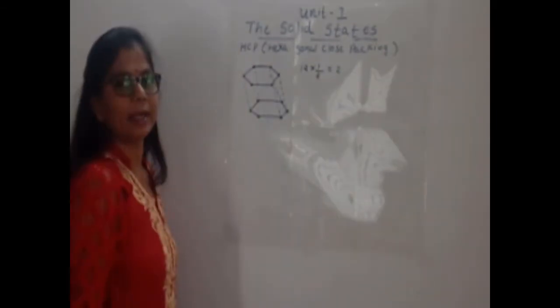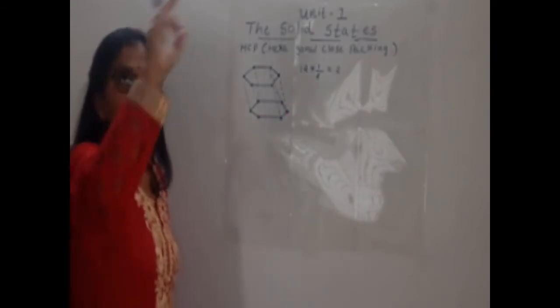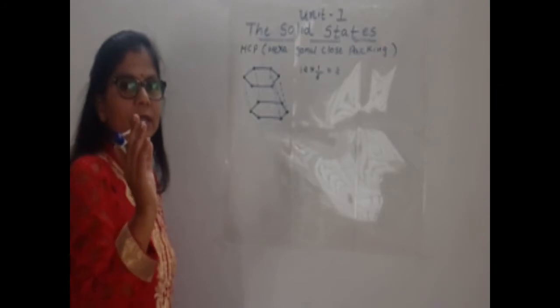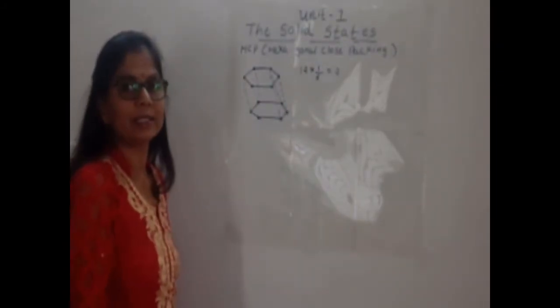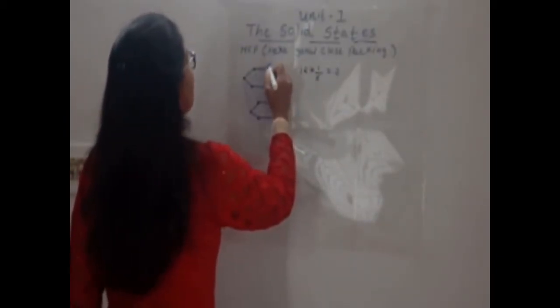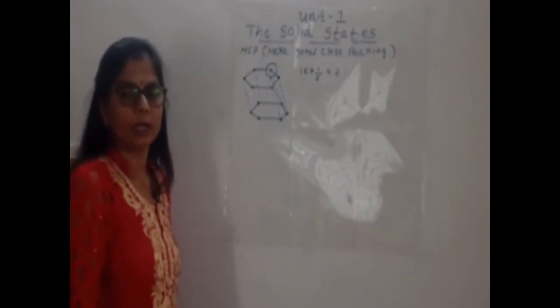How is it divided into 1 by 6? Just yesterday we studied about the total 8 corners, and in 8 corners 1 unit cell is divided into 1 by 8 part. So here how it is divided into 1 by 6 part, that I am trying to explain to you. Now this is the 1 unit cell as we are talking about.